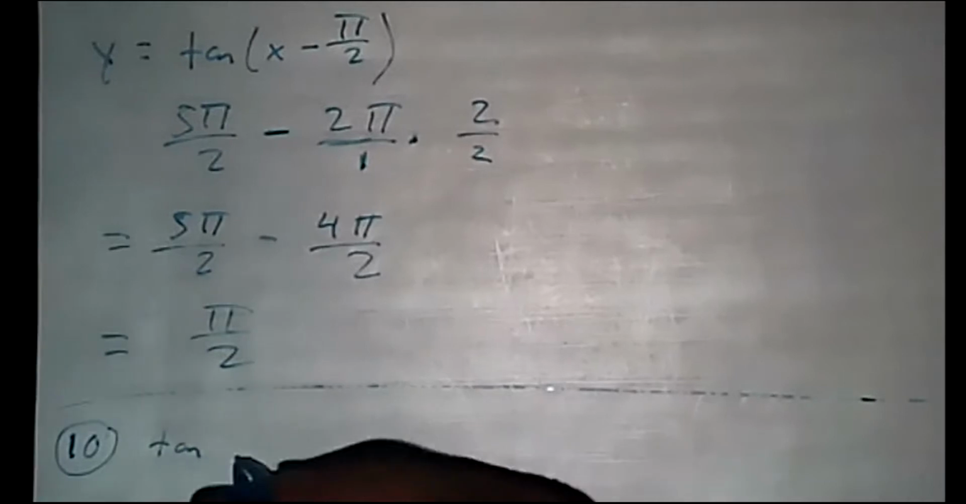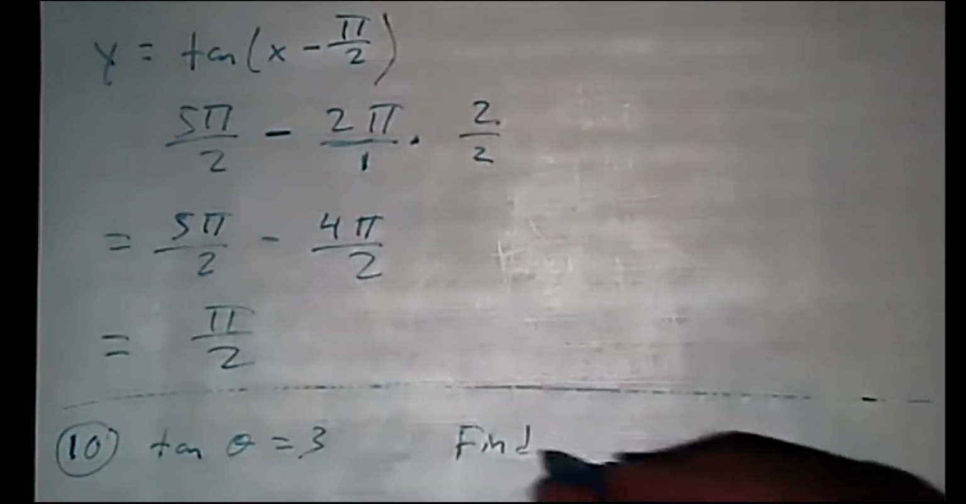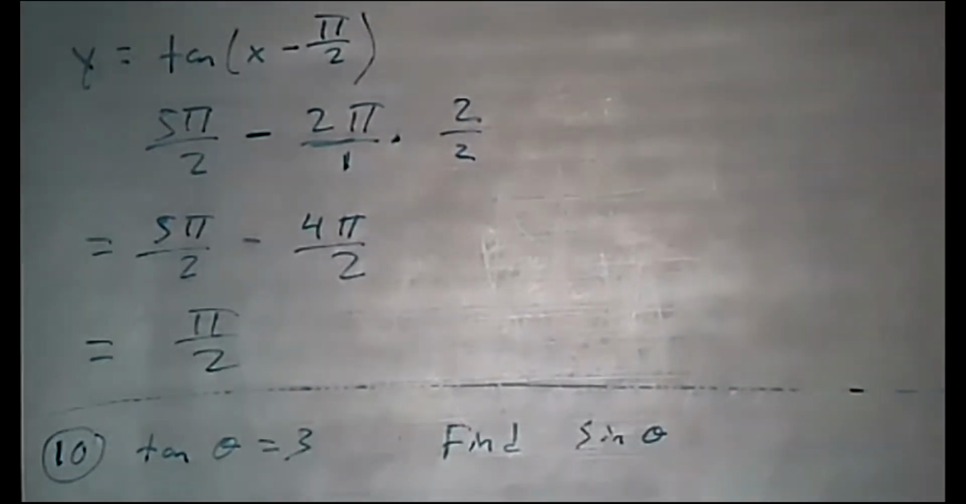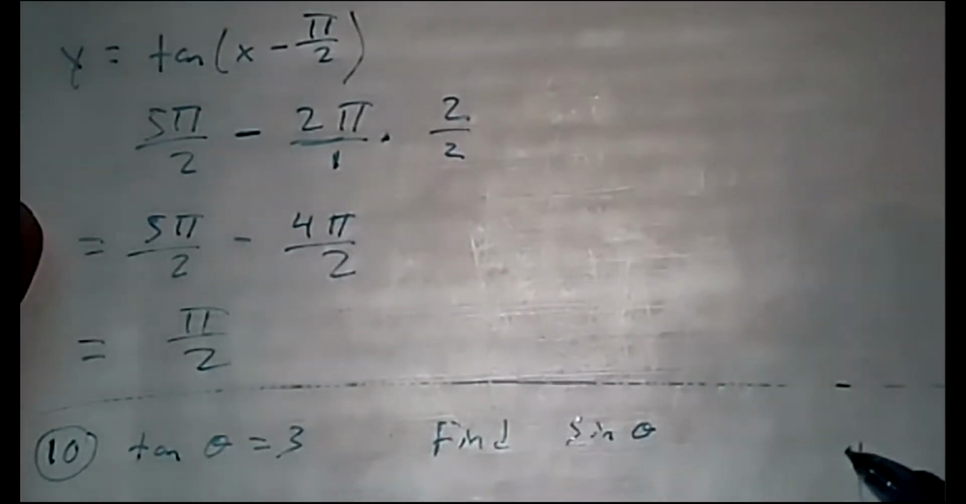All right, tangent of theta is equal to 3. Find sine theta. So basically, they give you information to create the triangle, and then you need to find the sine. So, draw your right triangle.